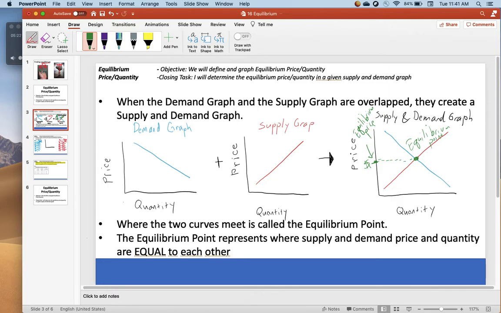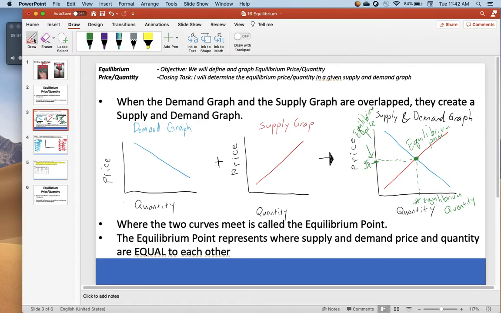And the same thing goes for quantity. I go to my equilibrium point and I go straight down. Whatever quantity number this is, that is going to be my equilibrium quantity. Okay? So at the equilibrium point, my quantity and price are the same on my supply and my demand curves.